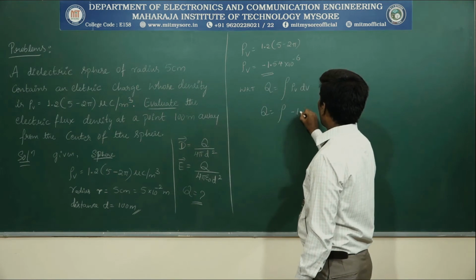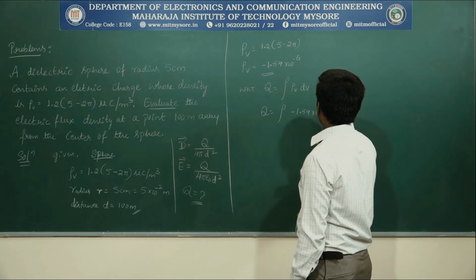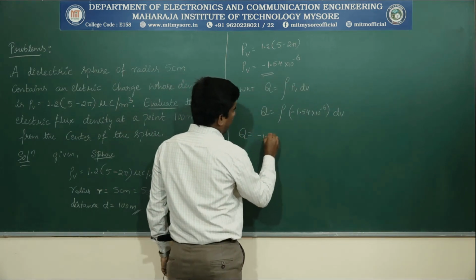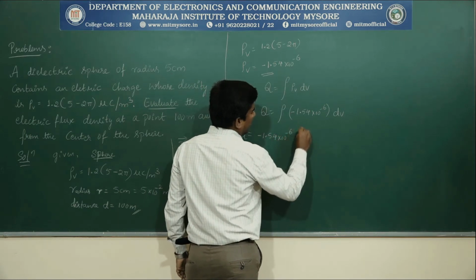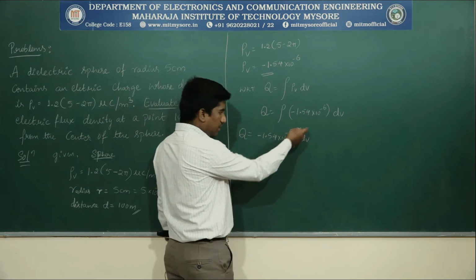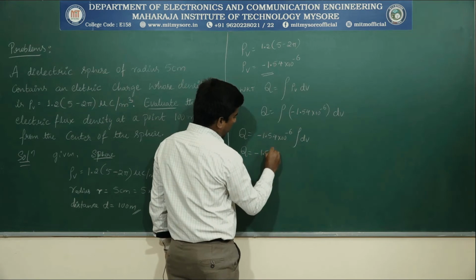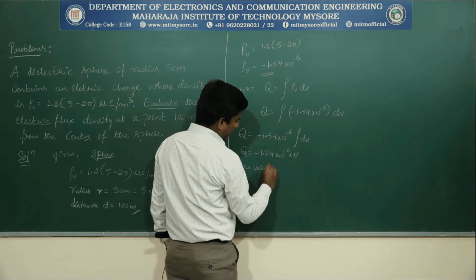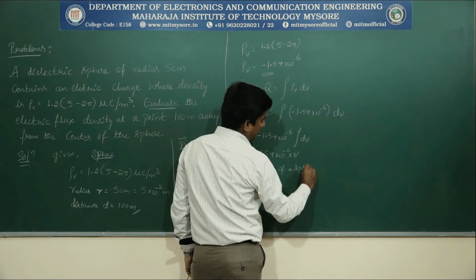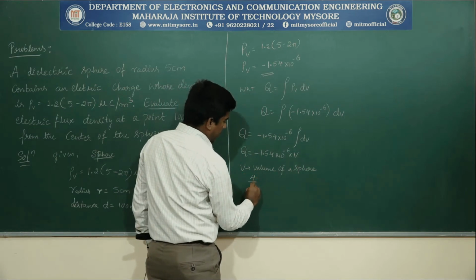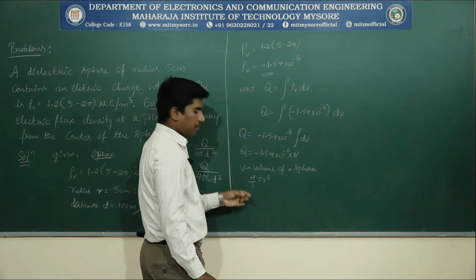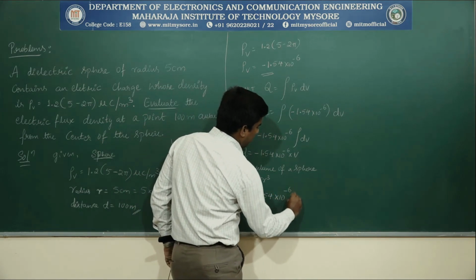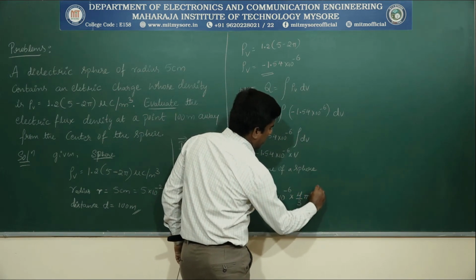What is the value of rho v? Minus 1.54 into 10 power minus 6 into dv. Since rho v is constant, take it outside. Q is equal to minus 1.54 into 10 power minus 6 integral of dv. What is the integral of dv? It is v. Q is equal to minus 1.54 into 10 power minus 6 into v. What is v? V is volume of sphere, which is 4 by 3 pi r cube. Therefore, Q is equal to minus 1.54 into 10 power minus 6 into 4 by 3 pi r cube.